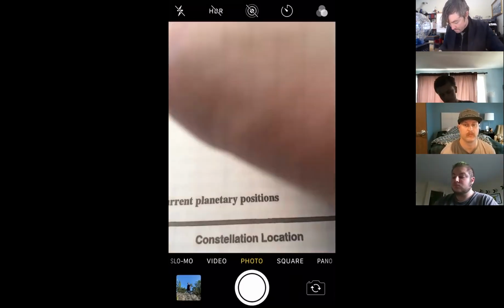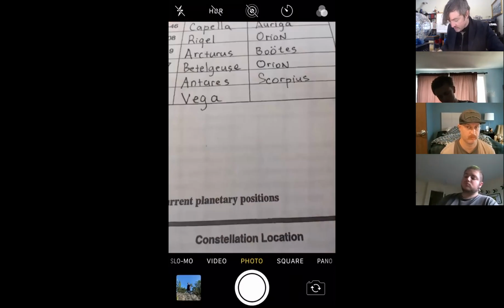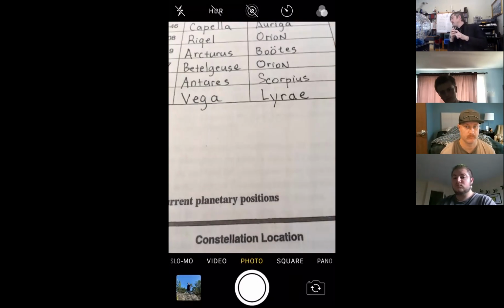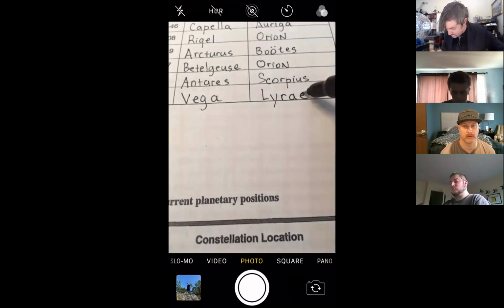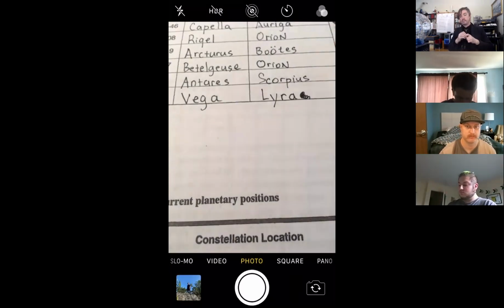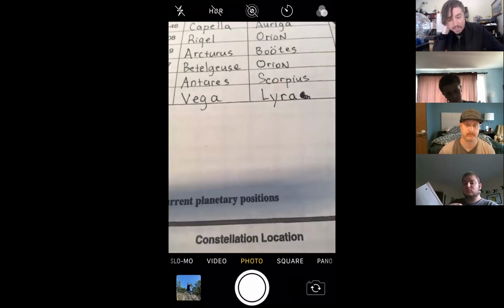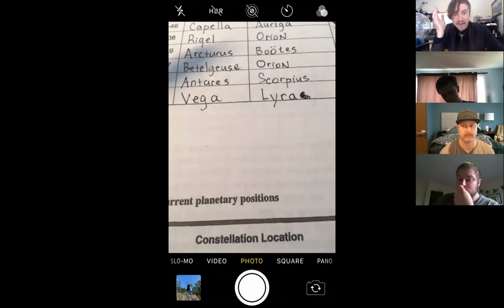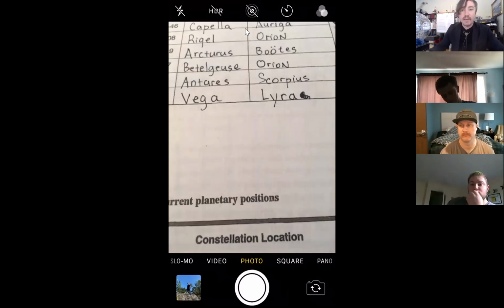So Vega, and that's in Lyra the harp. Oh, I'm sorry. Minus the E, I think. Did I say that? What am I doing? The reason why I put the E on is Lyrae is the plural of Lyra. So sometimes if you're talking about a binary star, you'll say beta Lyrae.